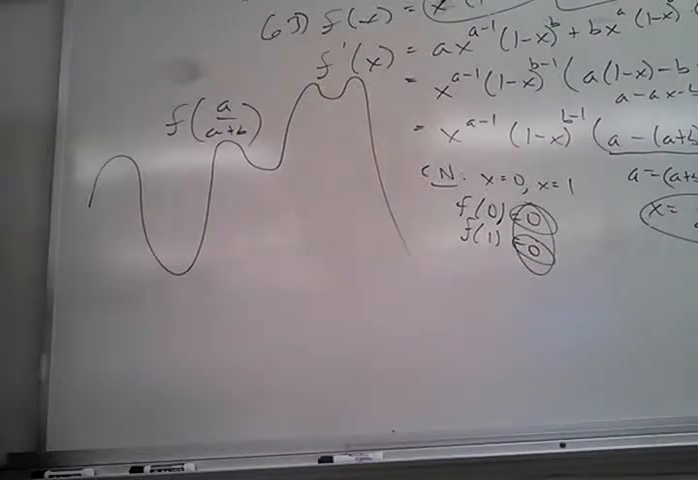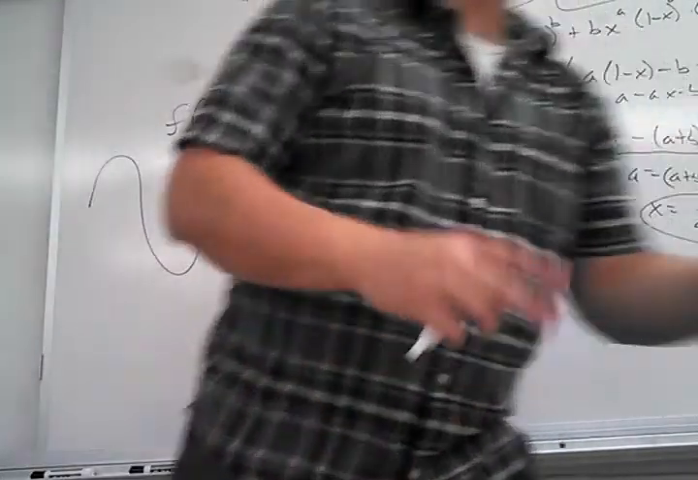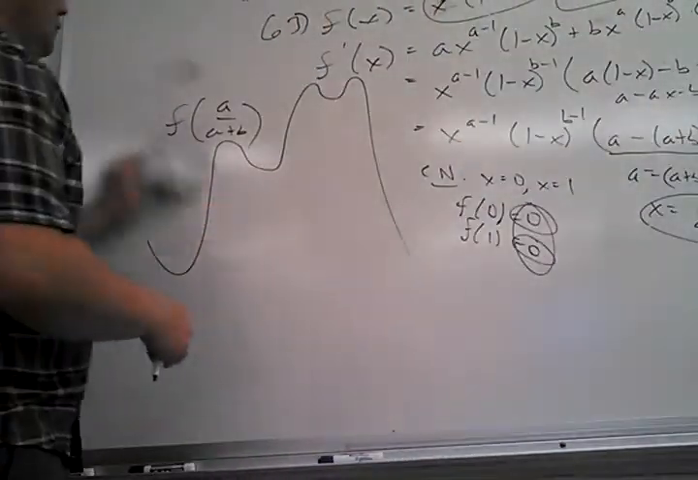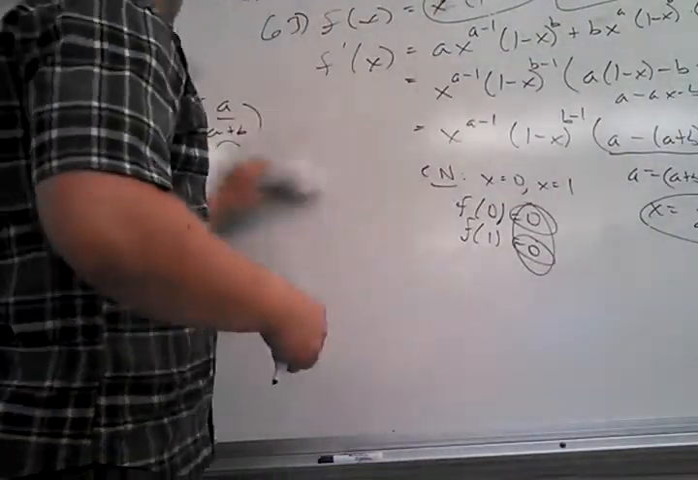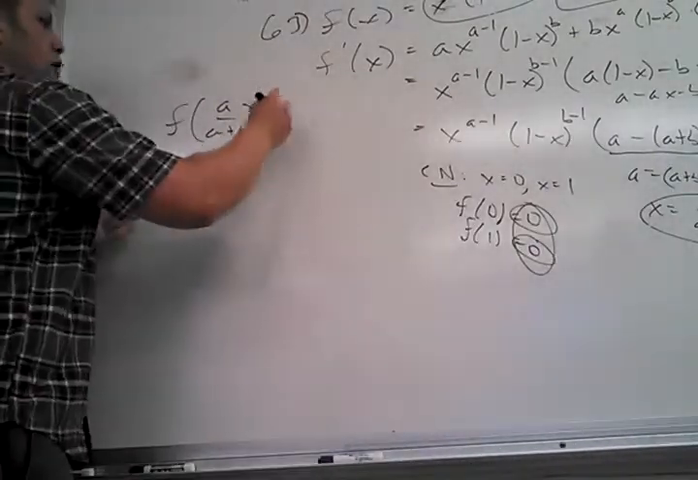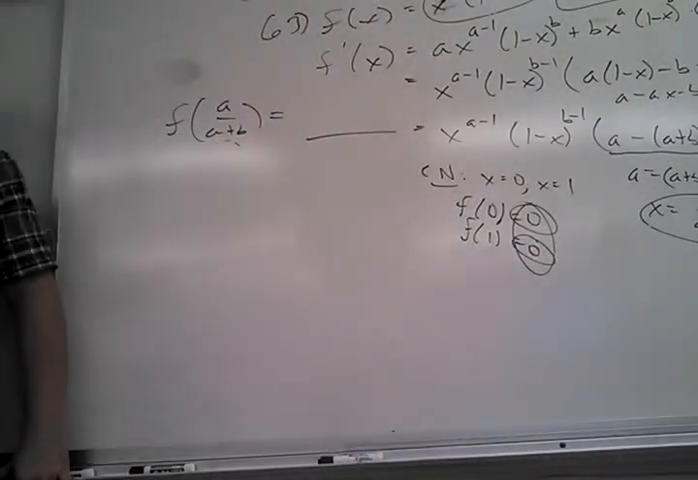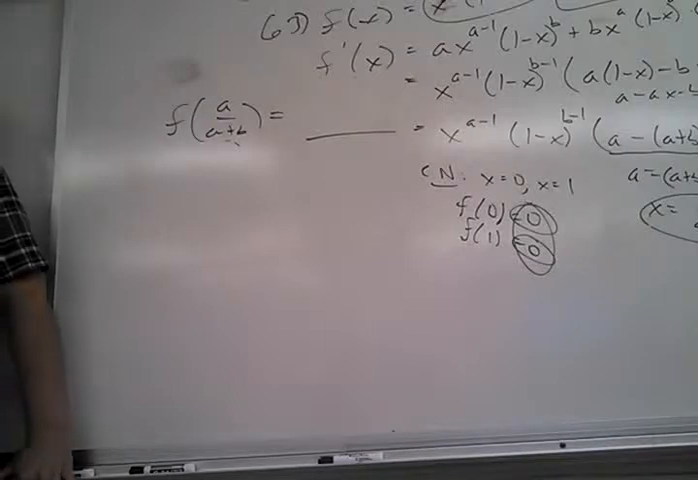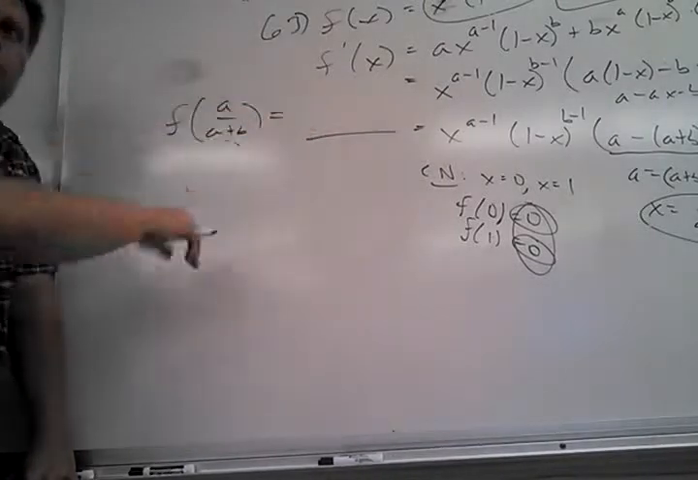So, would the actual point be A over A plus B, comma F of A over A plus B, for the actual point for the max? Well, figure out what that is. I have to leave something for you guys to do. The y value. Exactly. Okay. Yeah, the max value though would be whatever this is. Leave that.